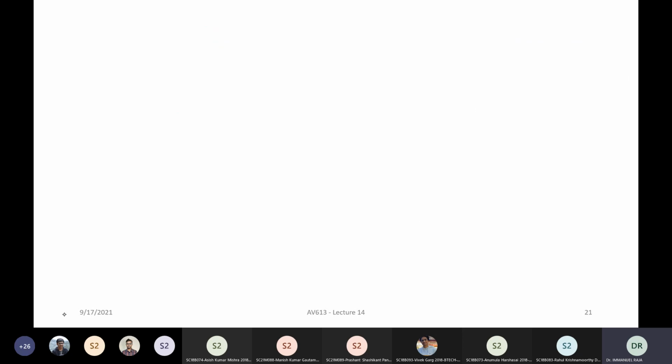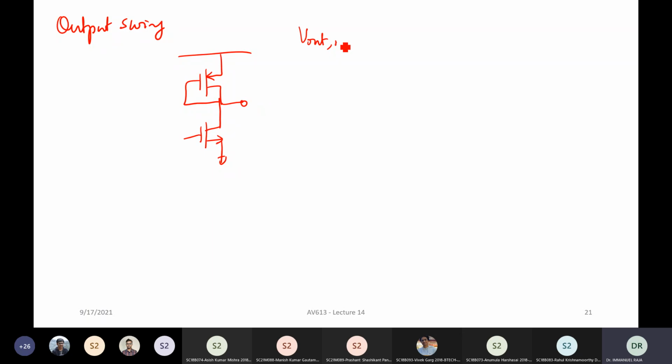Let us talk about output swing. Let's take the first case where we had a PMOS diode connected load. Now, can you tell me what is V out min? Let's call it M1, M2. What is V out min? VD sat 1. Exactly. You have VD sat 1. Okay. What is V out max?